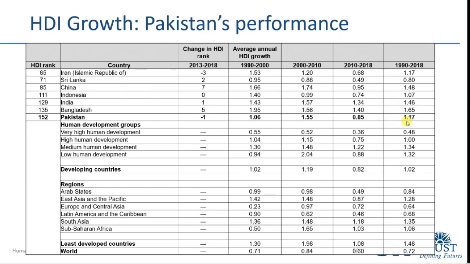So as compared to other countries, we have not done very well. Again, compare this growth rate with the low human development, we are lower than that. Compare with developing countries, slightly better. Compare with South Asia, lower than that. Least developed countries, even lower than least developed countries. So we have to improve upon this. If ranking, of course, we cannot rank these sub-regions, but in terms of growth also, we need to improve. Okay.